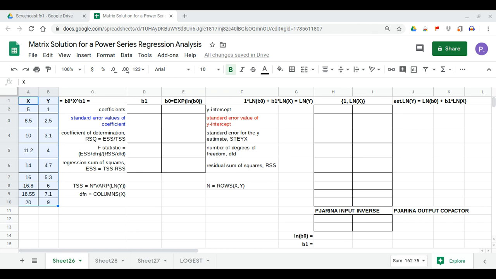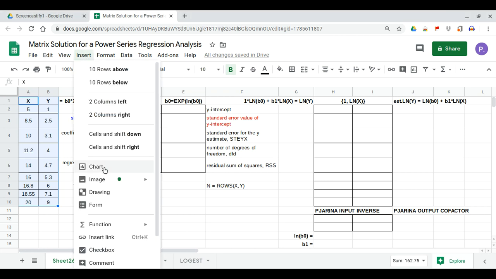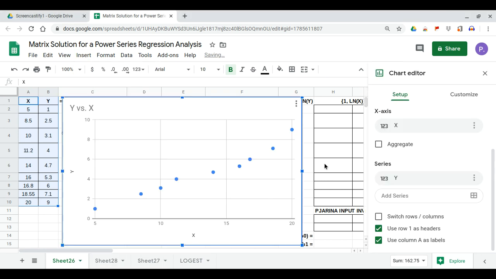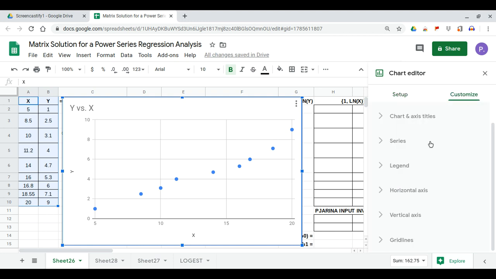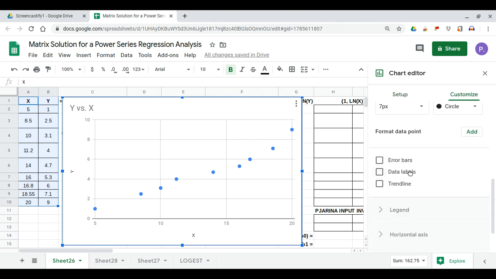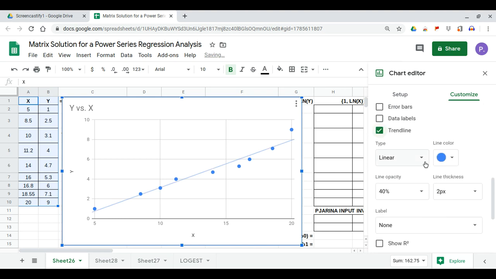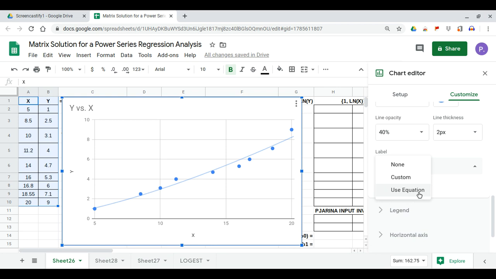Hello, in this video we'll show the matrix solution for a power series regression analysis. Here we have a data set. The first step will be to show the power series equation using a scatter chart plot, and we show the equation as a label.